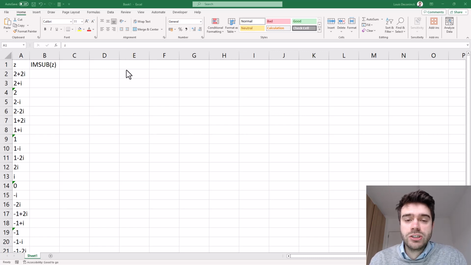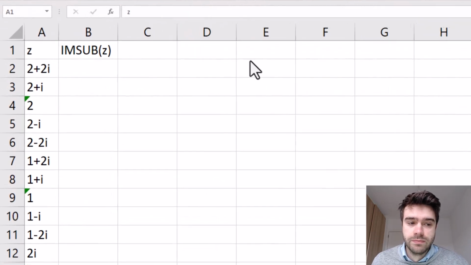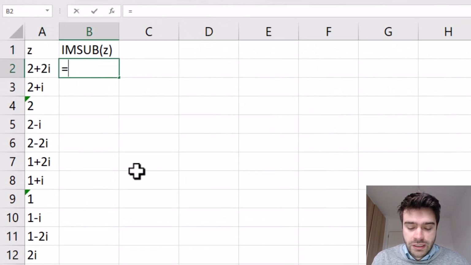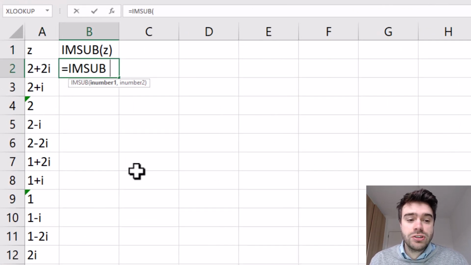The IMSUB function within Excel allows us to subtract two complex numbers from each other. So it's quite simple. We write equal sign IMSUB, and then we need to supply two arguments, being two complex numbers, although they could also be real numbers.